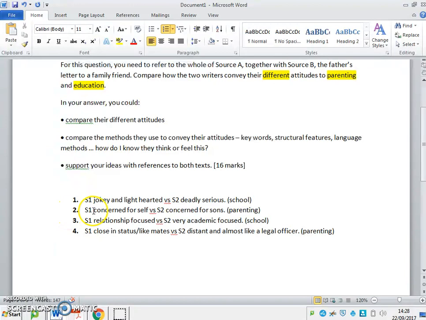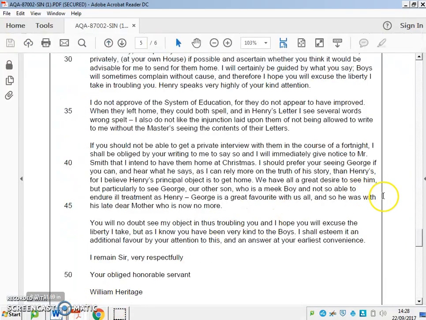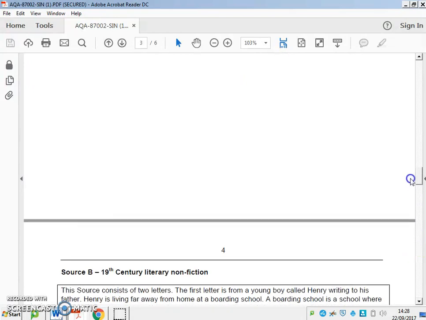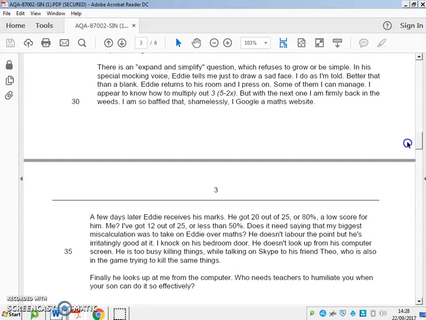Second thing, I've done school, I'm looking up here, parenting. I need a feeling about parenting. Well, there was concern in both of these, but one thing I picked up on was when I looked at source A, look at this end here.